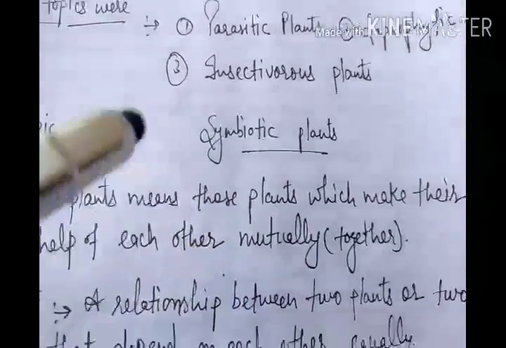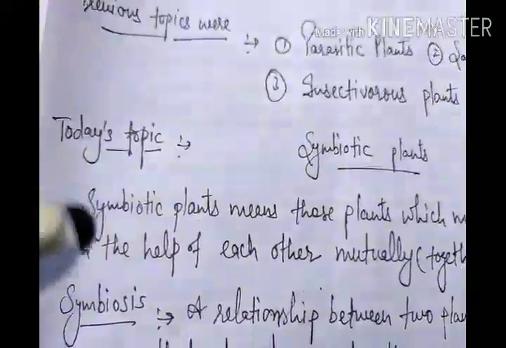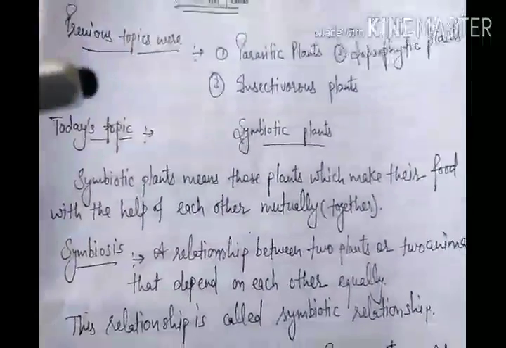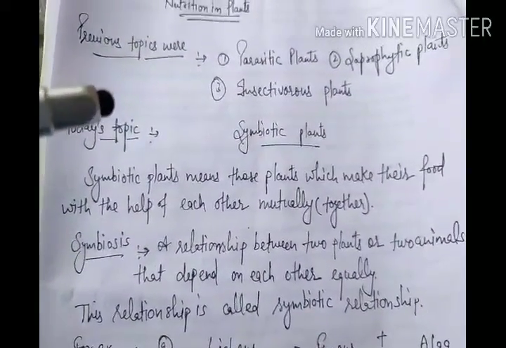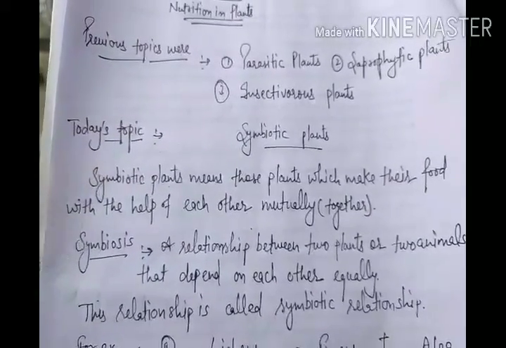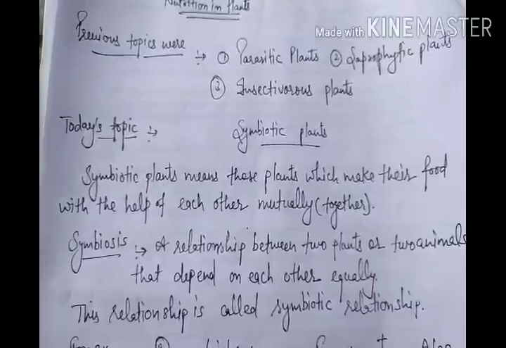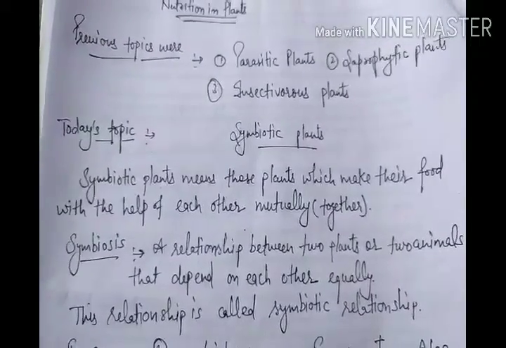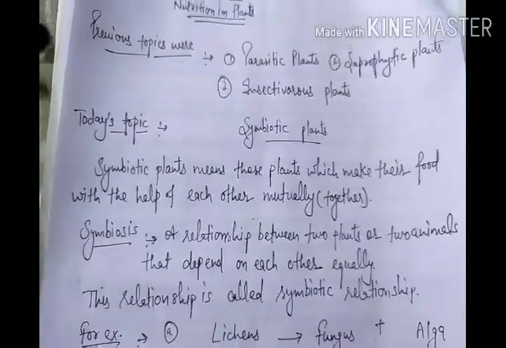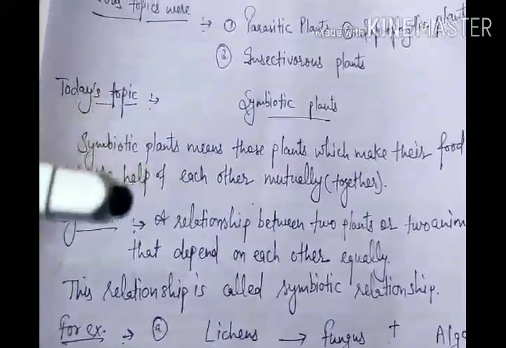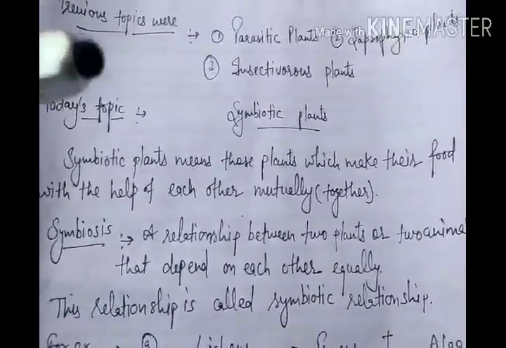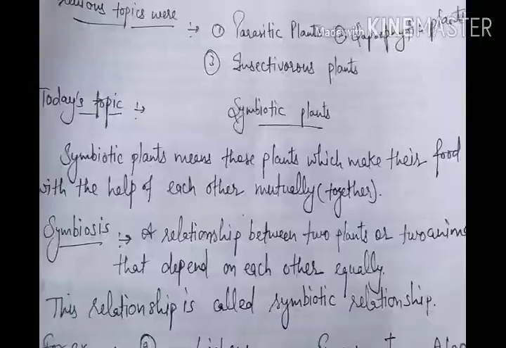So first of all I want to tell what is the meaning of symbiotic. Symbiotic plants means those plants which make their food with the help of each other mutually together. Means they prepare their food together. Some part of their food they give to each other, and then they distribute and share with each other. So in this way more than one plant is used and they make their nutrition. This is the way they are doing symbiotic nutrition.